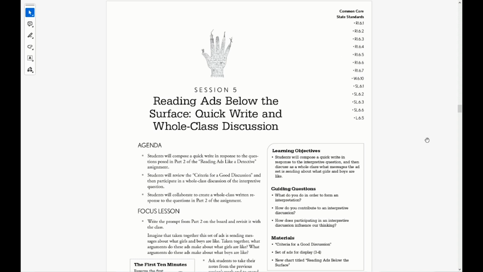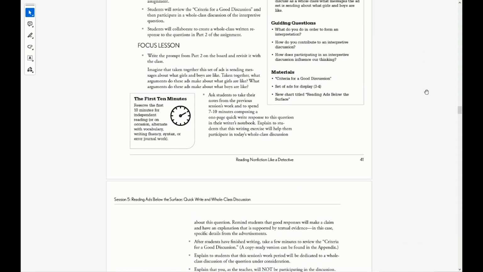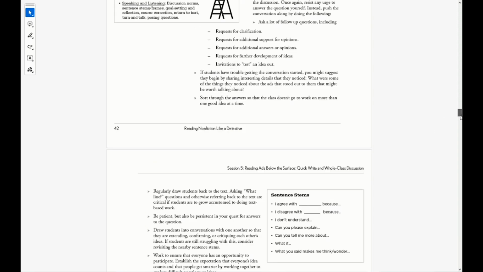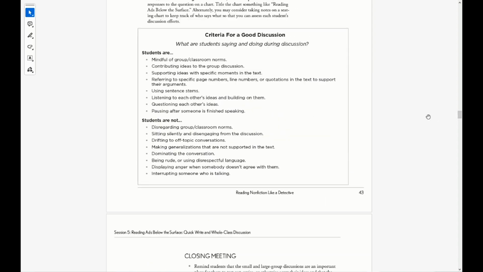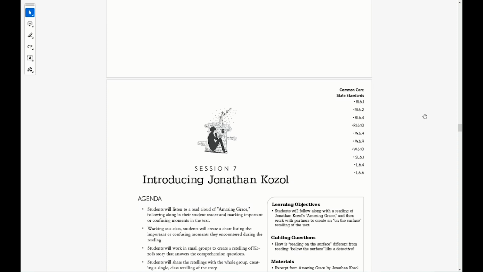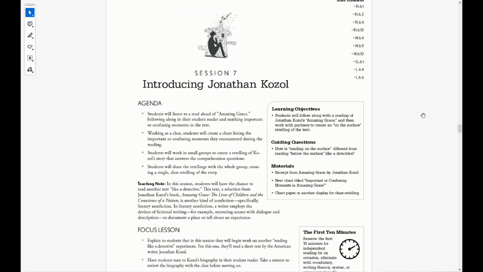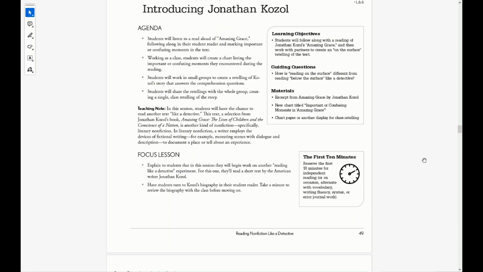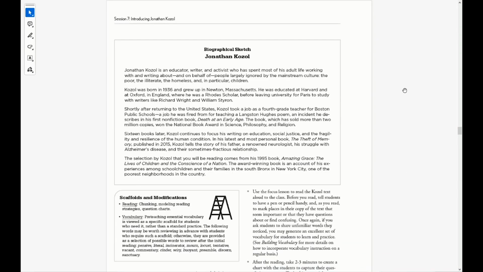The reading ads like a detective work continues on for a couple sessions. There's some discussion and writing work associated with that. And we step back and think about it, get a chance to reflect before moving into the Jonathan Kozol text. So as I mentioned, this text has Jonathan Kozol walking around a neighborhood guided by a young boy named Cliffy from that neighborhood. And there's a lot going on.